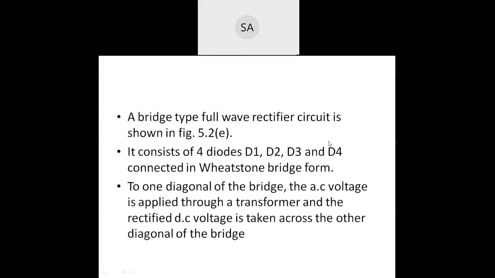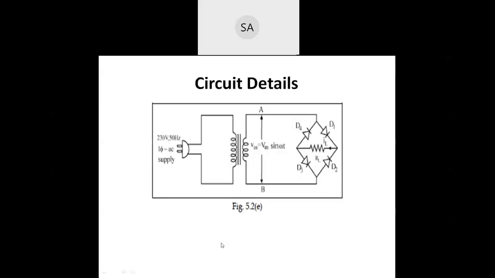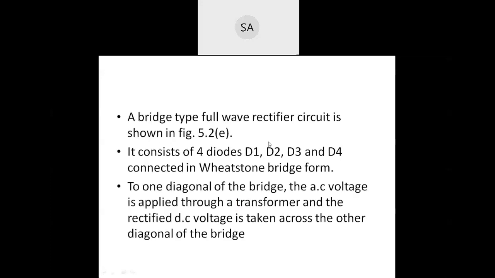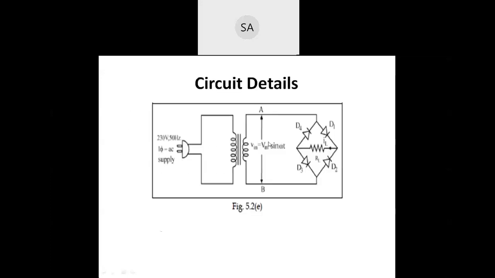So here, to one diagonal of the bridge, the AC voltage is applied through a transformer, and the rectified DC voltage is taken across the other diagonal of the bridge. So the rectified DC voltage will be taken across this diagonal. To these diagonals we are applying the input through this transformer, and from the other diagonal we are taking the output.